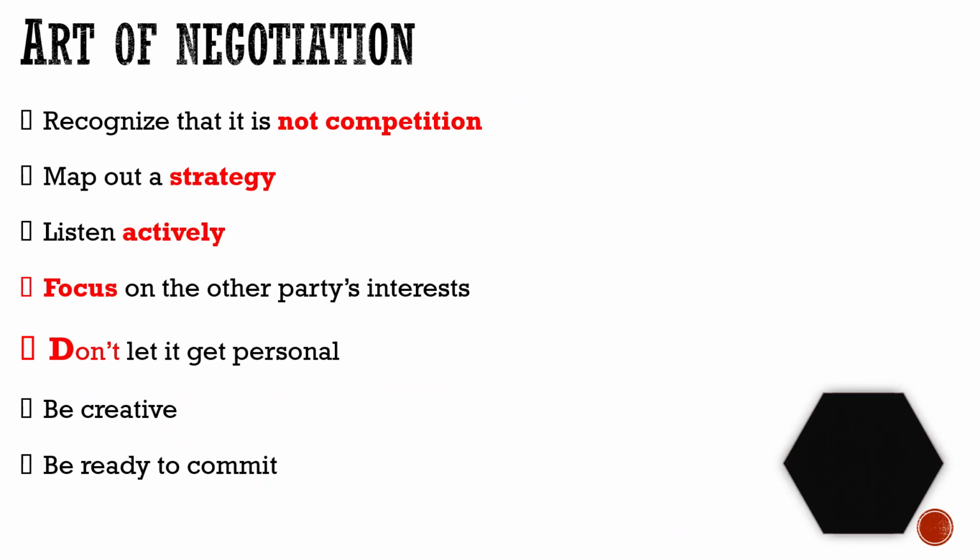What are some techniques that we can use for negotiation? First of all, we should understand that negotiation is not a competition. We should map a strategy. We should listen to the other person actively, focus on the other party's interests, and not let it get personal. Be creative and be ready to commit.